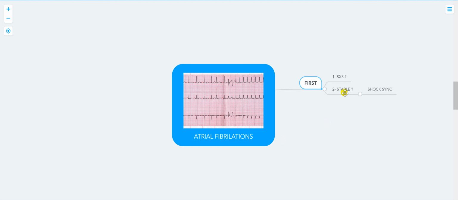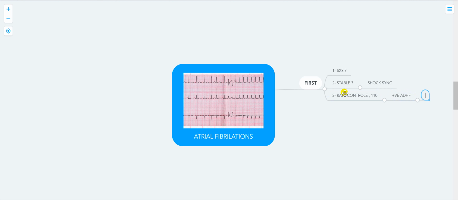So now, what is the third thing that we do? We do rate control. What is our target? It should be 110. Okay. And now we're going to have two options. This could be either if there is congestive heart failure, acute decompensated heart failure. How do we manage it?